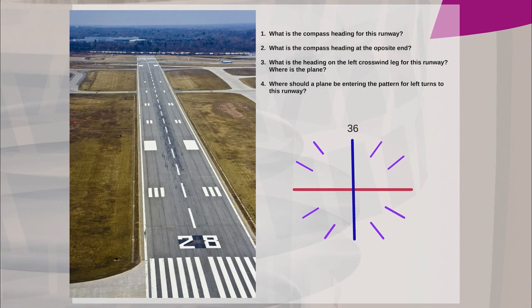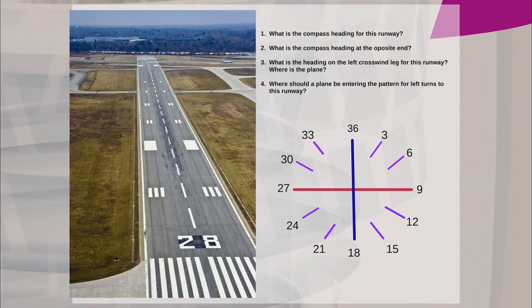So we're going to label these 3, 6, 9, 12, 15, 18, 21, 24, 27, 30, and 33. If you added zeros to all those, it would be your actual compass heading. But in this case, it would be more like your runway numbers.